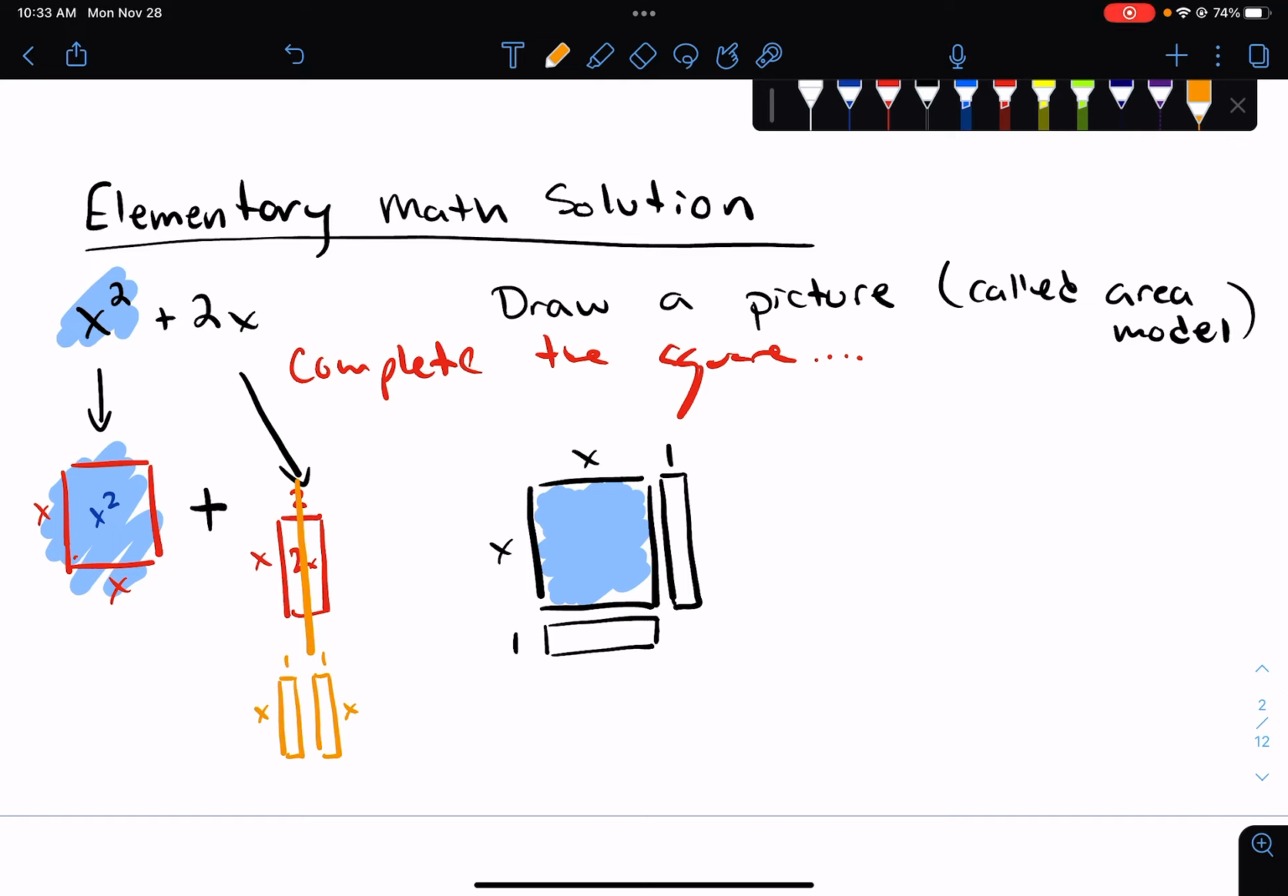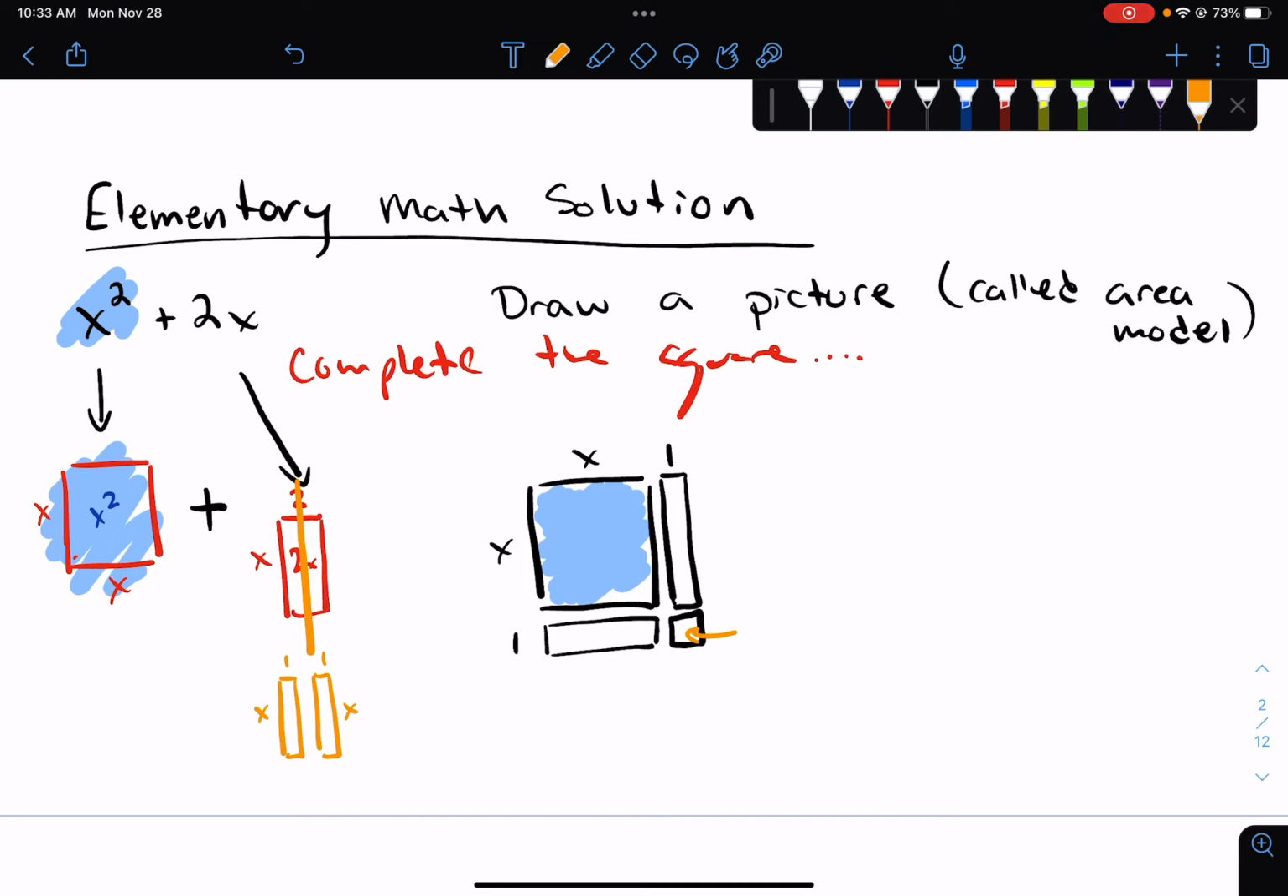So here's what I'm going to do. I'm going to just add in a square. I'm just going to draw one there. Maybe let's use the same color. It wasn't there before. I'm going to add it there because now I have this beautiful square, which is what I wanted. I wanted to complete the square. Now this little square that I added, it wasn't there before.